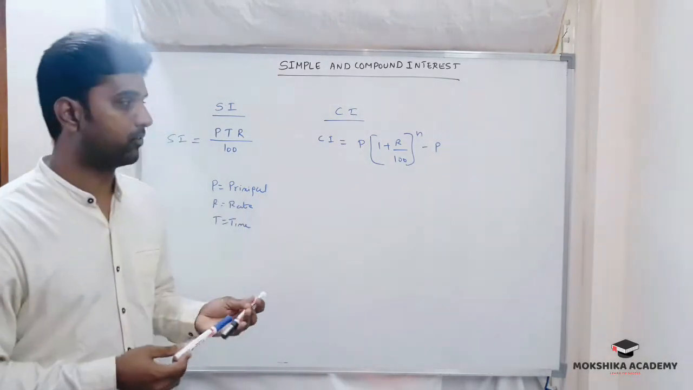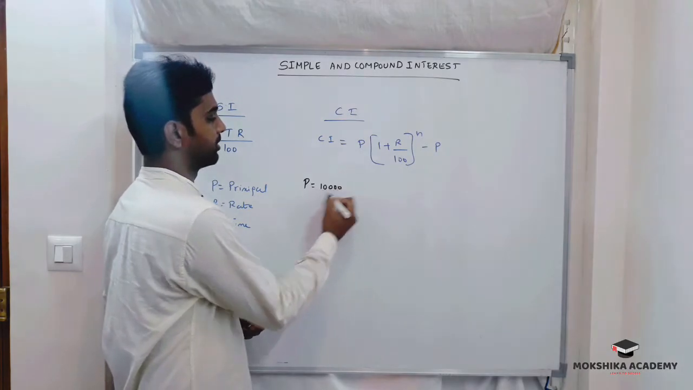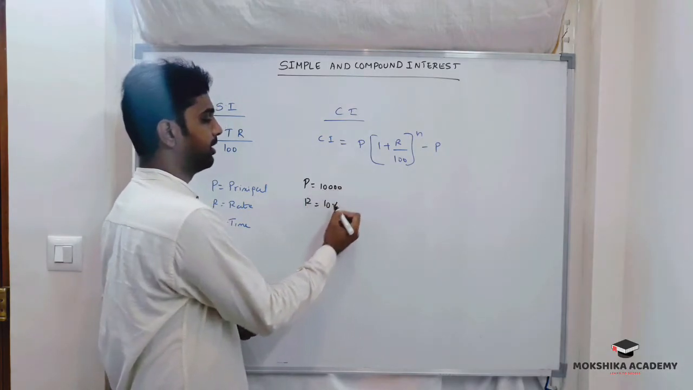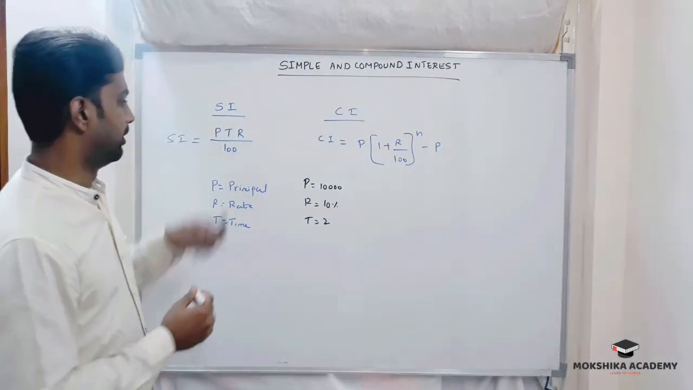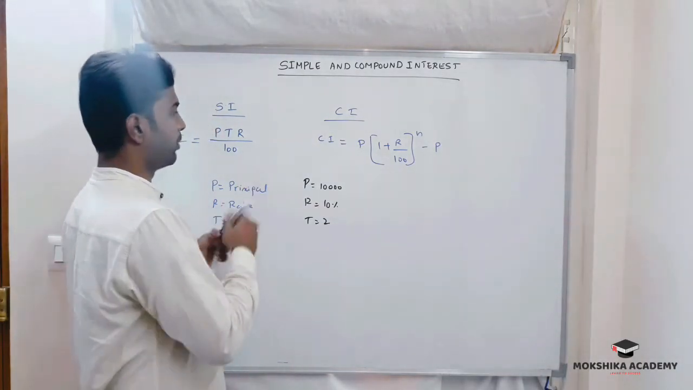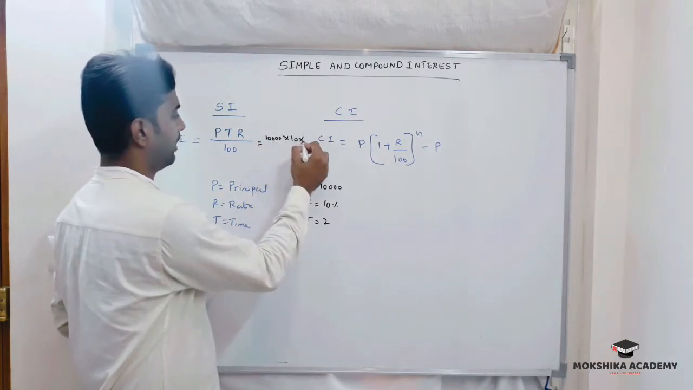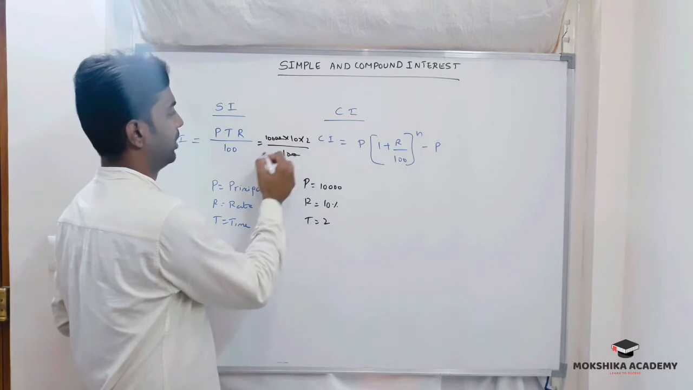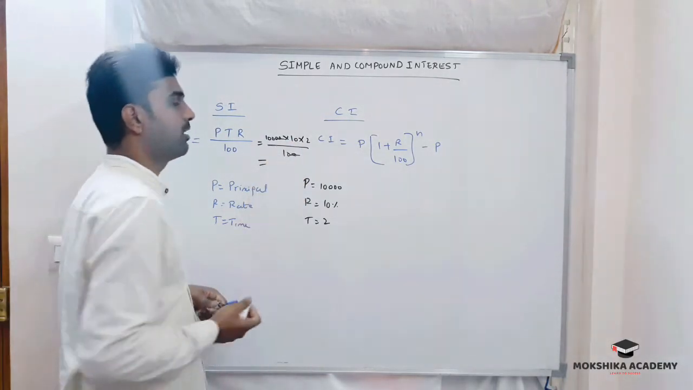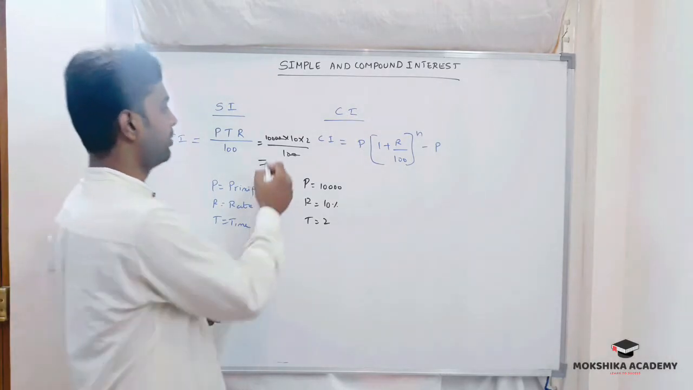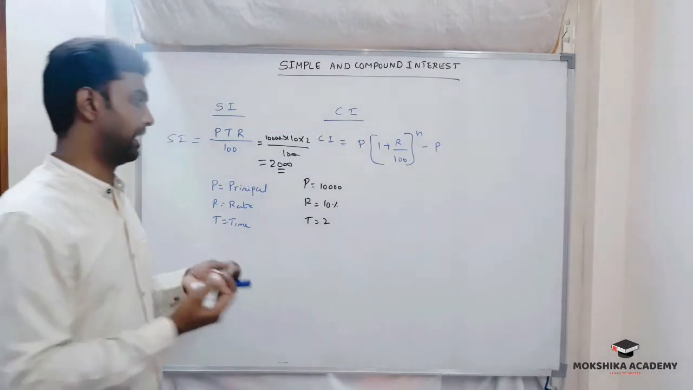For example, suppose the principal is 10,000, rate is 10% and time is 2 years. So what will you do? You will directly take this formula and put it like this. So 10,000 into 10 into 2 by 100. 0 will cancel. So likewise you will do. Okay. So 100 into 10, 1000 into 2, that is 2000. That is also possible, but directly you can say.